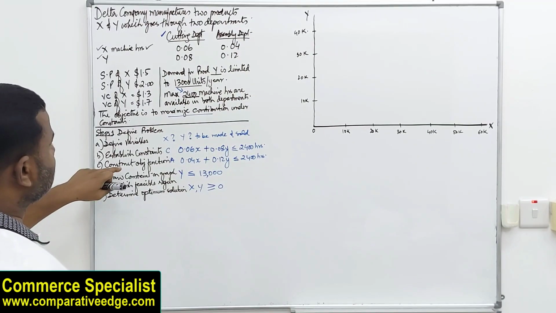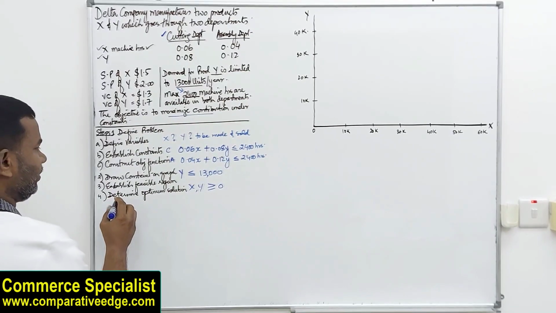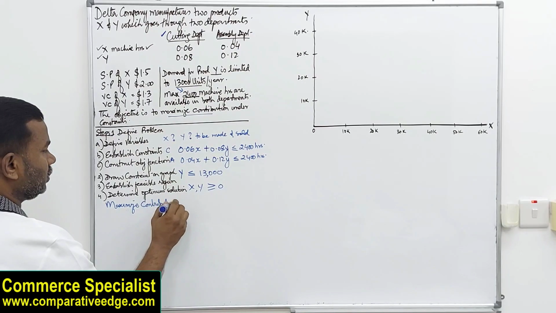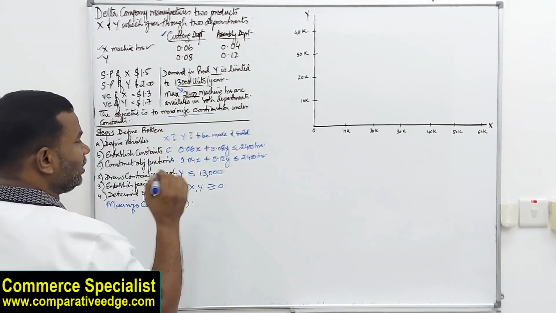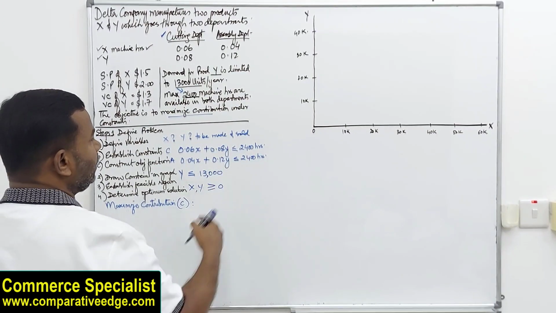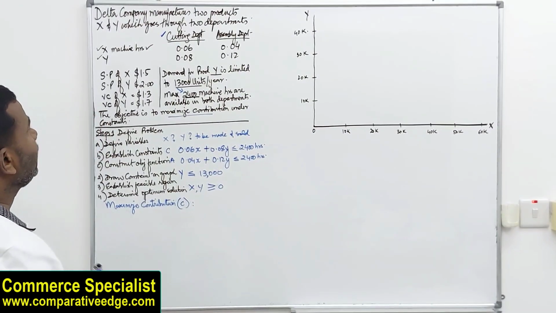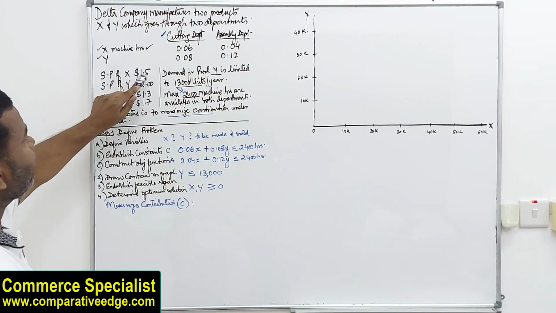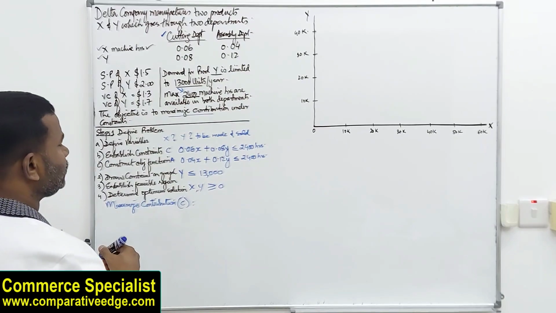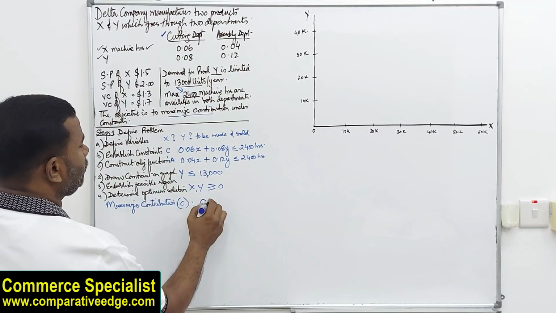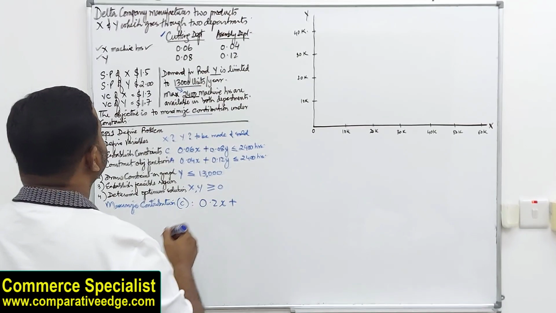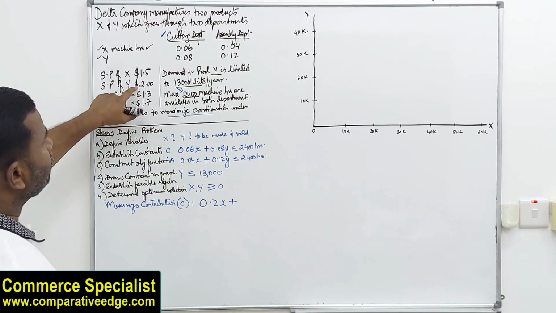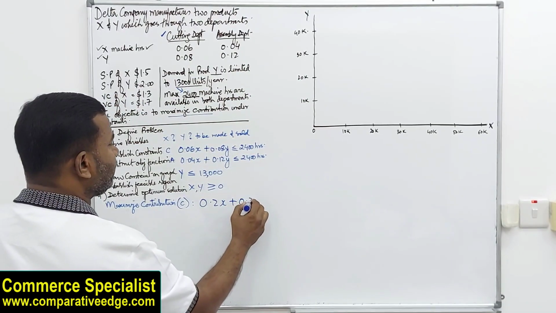The next step is construction of objective function. This is written like this: maximize contribution, which is C, subject to these constraints. When we're talking about contribution, contribution is selling price minus variable cost. So for product X, selling price is 1.5, variable cost is 1.3. So contribution will be 0.2x plus selling price for Y is $2 and variable cost is 1.7. So 2 minus 1.7 will be 0.3y.